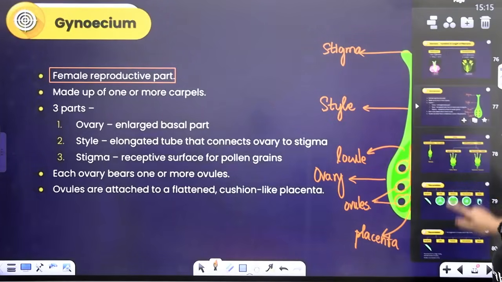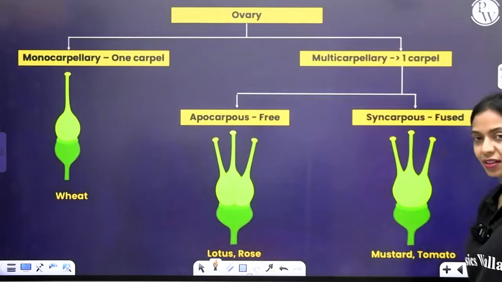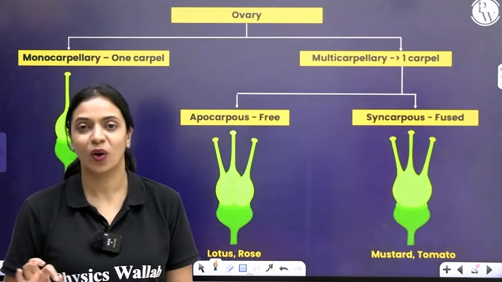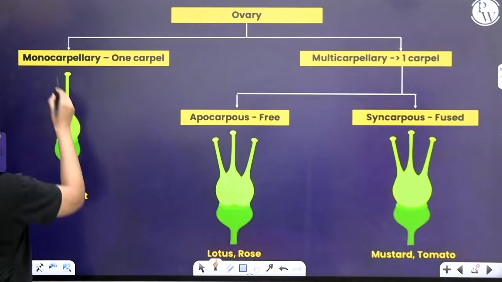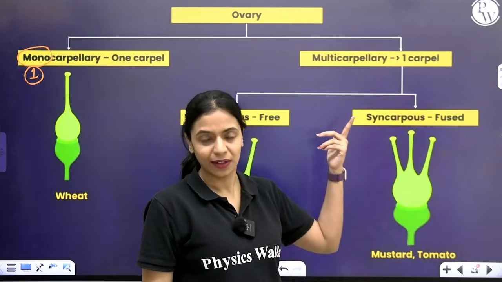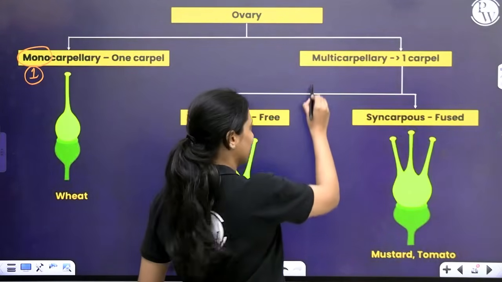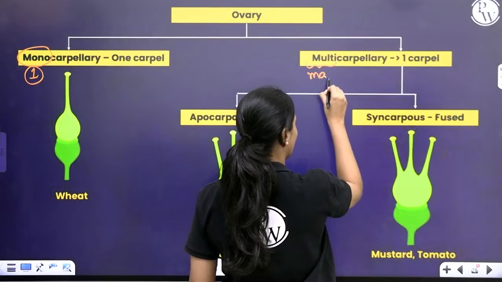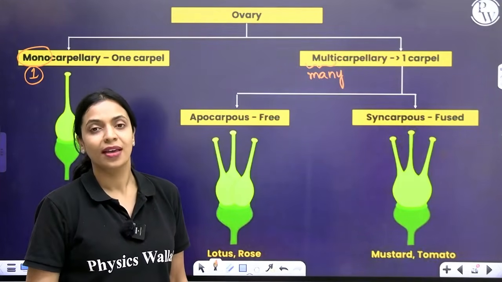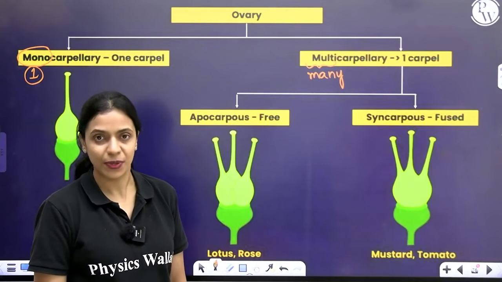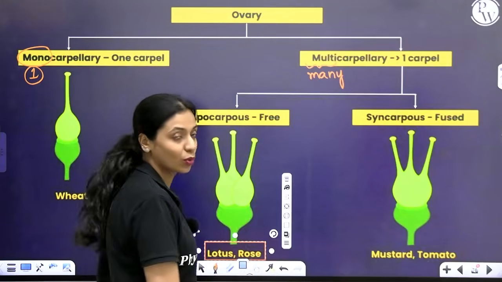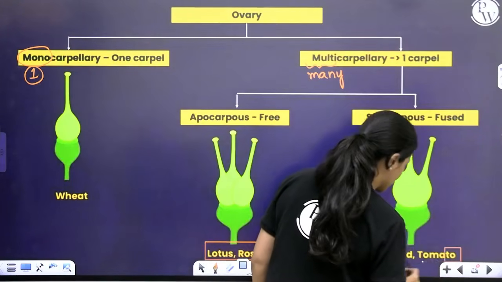Next, based on how many carpels are present, you can further classify ovary. If it has only one carpel, we call it monocarpellary. Mono means one. If it has more than one carpel, then you call it multicarpellary. Multi means very obvious, many. Whenever there is more than one, it may be free or it may be fused. If it is free, we call it apocarpus. If it is fused, we call it syncarpus. Example for apocarpus is lotus and rose. Example for syncarpus is tomato and mustard.